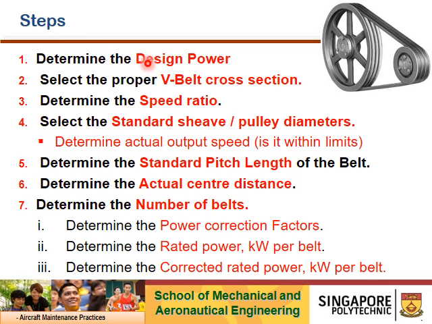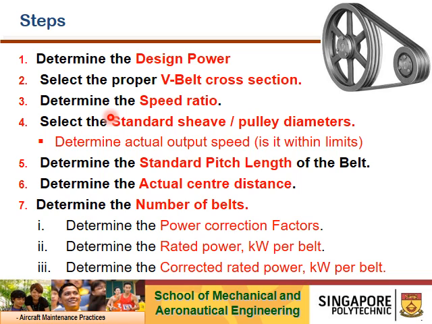The steps for the calculation will be as follows. First, we determine the design power, and we select the proper V-belt cross section, which can be section A, B, C, D, I think to E. Different sections determine the cross-sectional area of the V-belt. Then determine the speed ratio, and select the standard sleeve or pulley diameter. In this case, we use the pitch diameter. The standard pulley diameter is the pitch diameter for item 4.